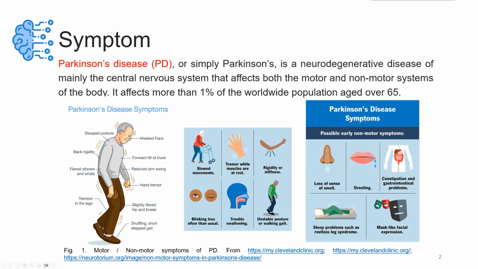Parkinson's disease is the second most common neurodegenerative disease after Alzheimer's. It affects more than 1% of the worldwide population aged over 65. The symptoms can vary from person to person and are often mild in the early stages, making them easy to overlook. Motor symptoms usually start on one side of the body and worsen on that side, even as both sides become affected. These symptoms include tremors, slowness of movement, muscle stiffness, difficulty with posture and balance, and loss of automatic movements. Non-motor symptoms, such as loss of taste, cognitive issues, and sleep problems, are also common in Parkinson's.